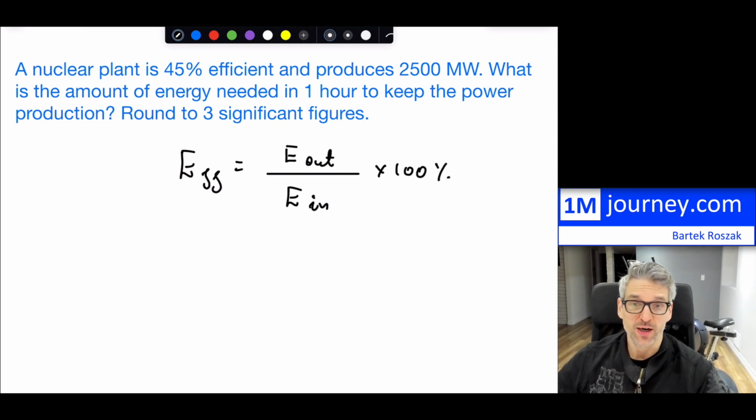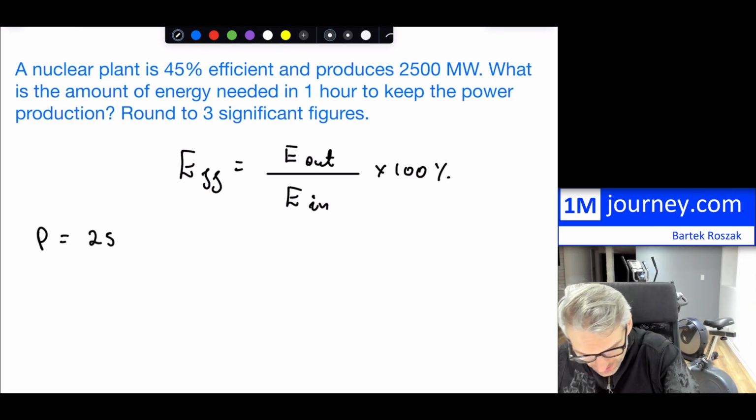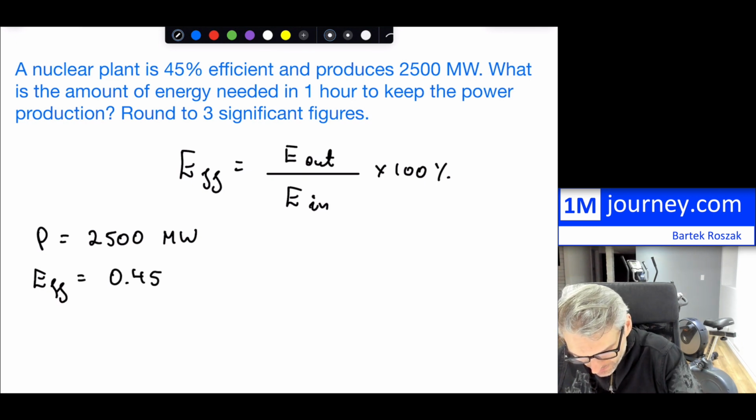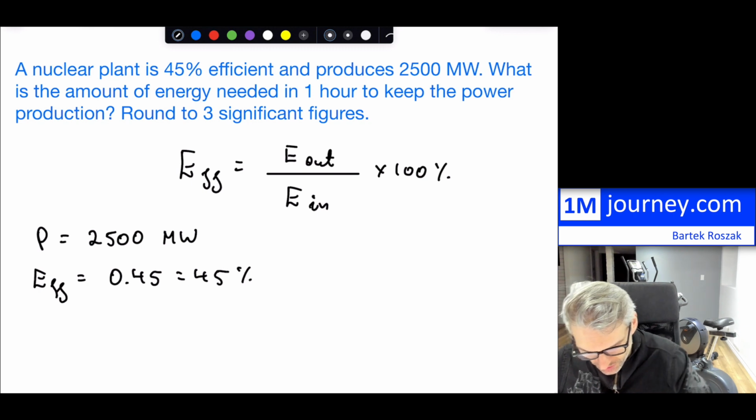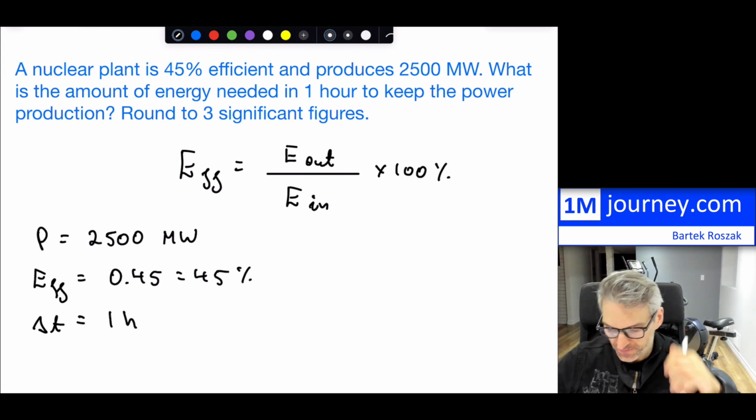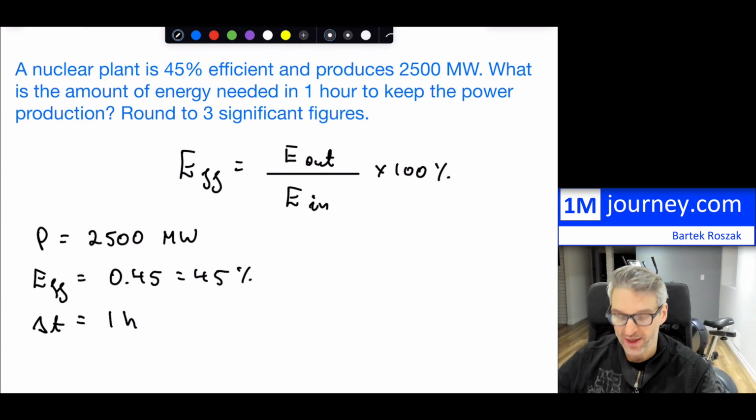So now, well, we're talking about power here, right? Because they give us that the total power by this, okay, this is in megawatts. We know that the efficiency in here is 45% or 0.45, if you want to change it to decimal, so that's what we have there. The time that we are talking about is 1 hour in here. So that's what we want to be able to do. So what is the amount of energy needed in 1 hour to keep the power production? Round to three significant figures.